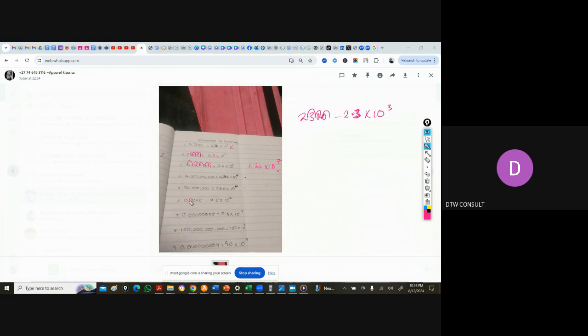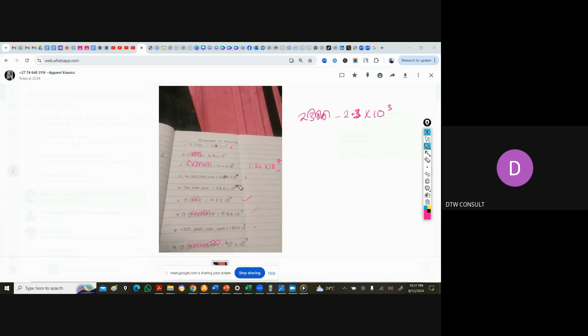Here is correct. 1, 2, 3. 9.5 times 10 to the negative 3. Good. You have 1, 2, 3, 4, 5, 6, 7. Good. So you correct this. This is 1, 2, 3, 4, 5, 6, 7, 8, 9. Good, 9.0. Good.